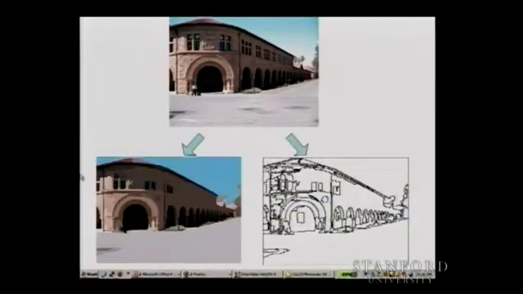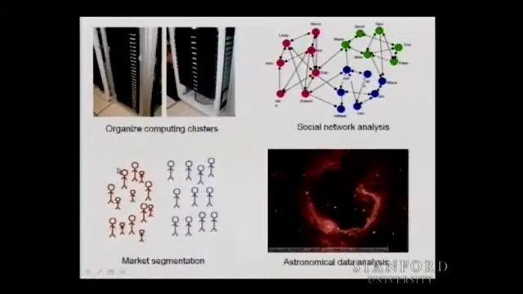It turns out these sorts of unsupervised clustering algorithms are routinely used for many different tasks. Things like organizing computing clusters, social network analysis, market segmentation. If you're a marketer and you want to divide your market into different segments or groups of people to market to them separately. Even for astronomical data analysis and understanding how galaxies are formed. These are just a small sample of the applications of unsupervised learning algorithms, of clustering algorithms, that we'll talk about later in this class.